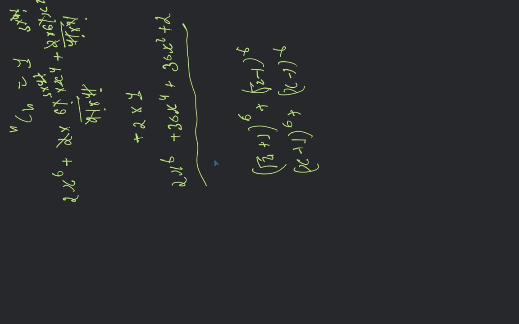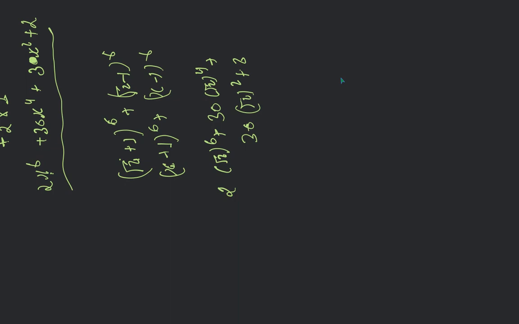We have already expanded this form where the value of x is root 2. So in place of x put root 2. The value of this term is nothing but 2 times root 2 whole to the power 6, plus 30 times root 2 whole to the power 4, plus 30 times, this is 30 not 36, it appears like 36 but this is 30, plus 30 times root 2 square, plus 2. What is the value of root 2 to the power 6? The square of root 2 is 2, so root 2 to the power 6 will be 2 into 2 into 2, that is 8.